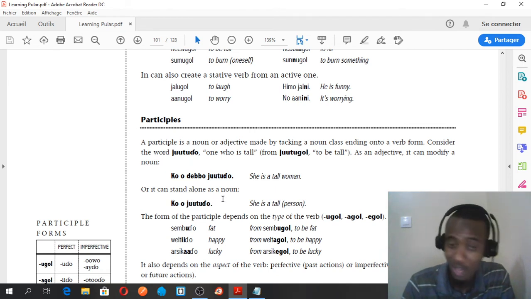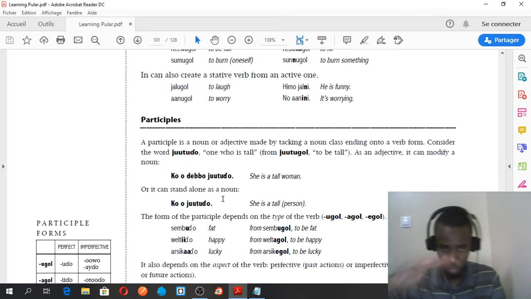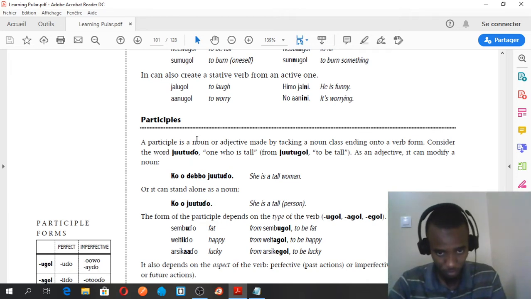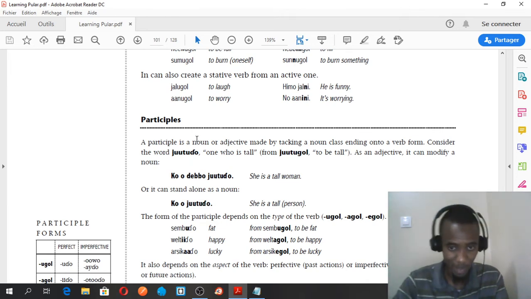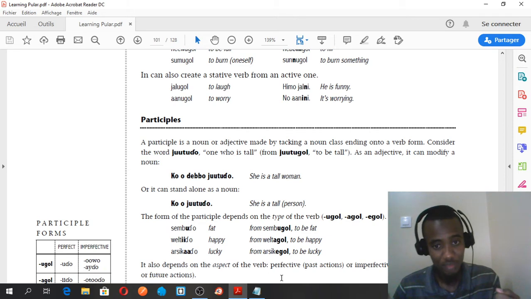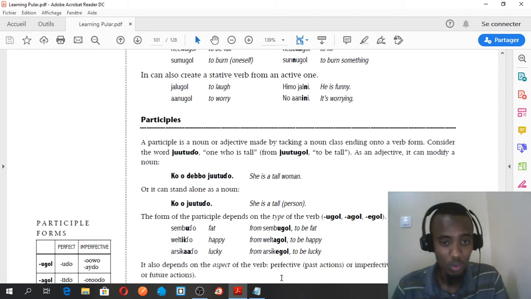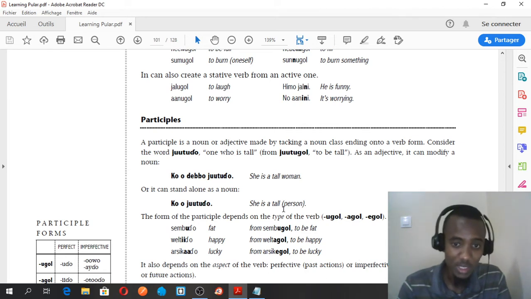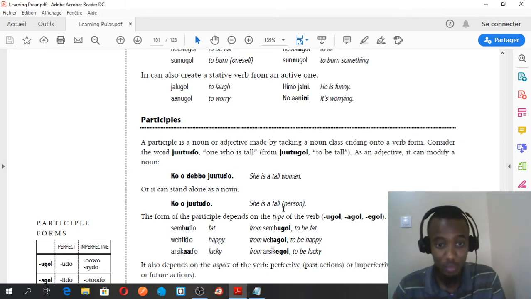It can be used also as a standalone. Ko ojutudo, ko odabo. Dabo is the opposite of jutudo. Ko o simbudo, fat. That's a participle used as an adjective. Now it depends on the ending. The form of the participle depends on the verb ending: ugol, agol, or egol, as we all know.